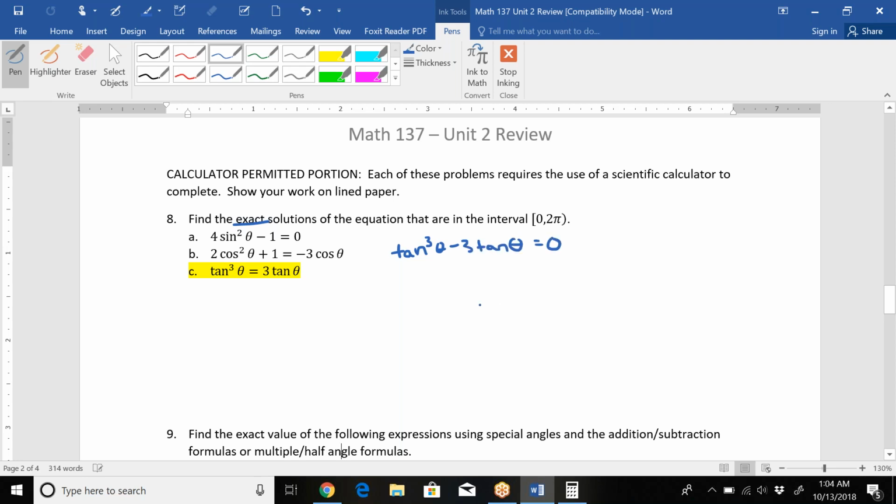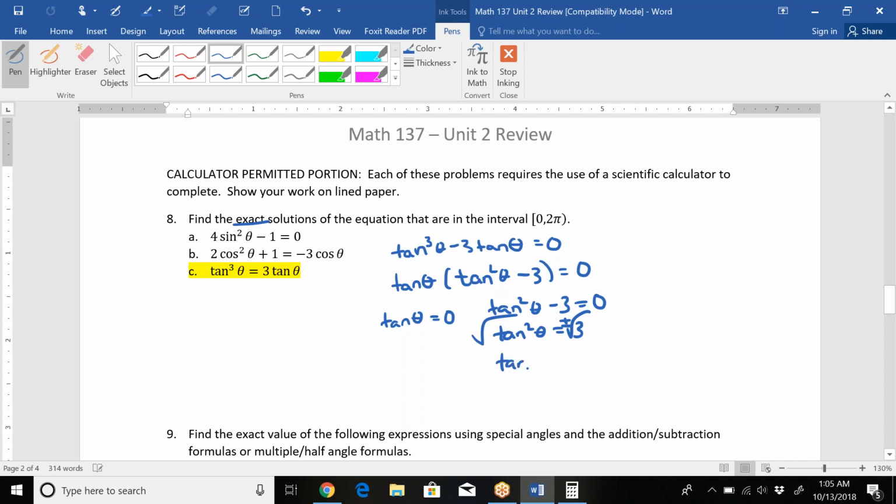theta, so you get all your tans on the same side, and then pull a tan theta out since they have one in common, so that then is tan squared theta minus 3. We solve each part equal to 0, so tan theta equals 0, or tan squared theta minus 3 equals 0. We need to add the 3 to the other side and then take a square root. When we take a square root, you have to remember to put plus or minus, or you're going to miss a whole possibility. So it's either positive square root of 3 or negative square root of 3.